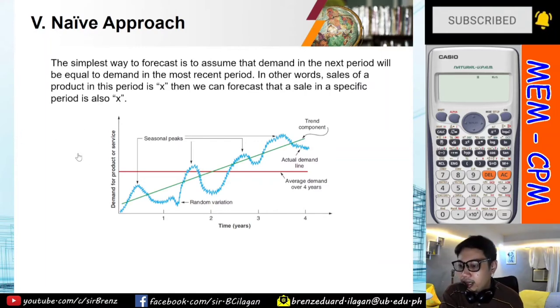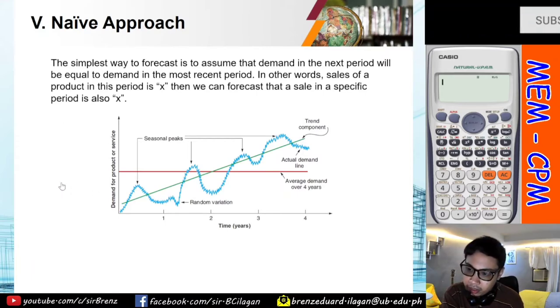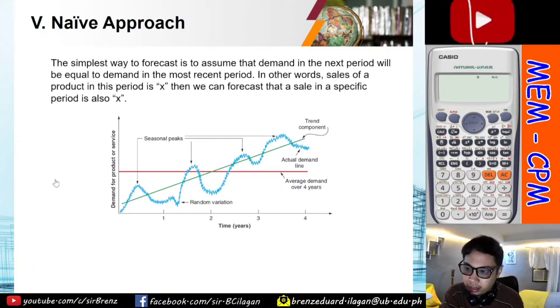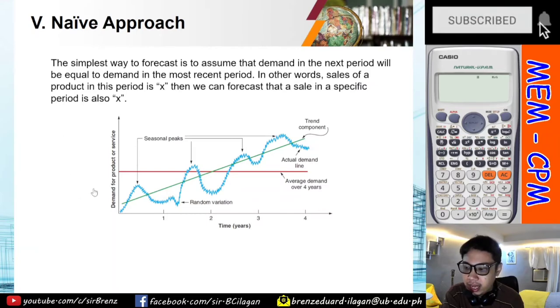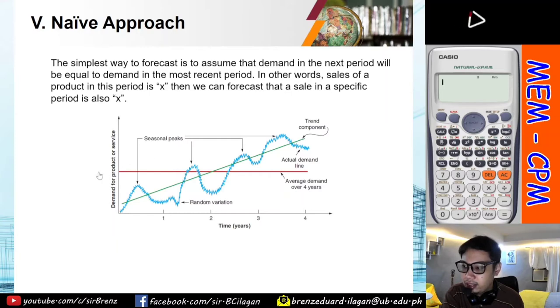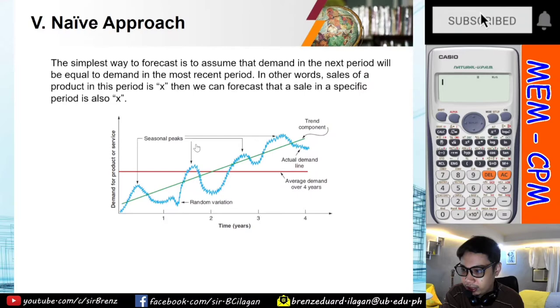Okay guys, so ito yung example. At the y-axis dito, these are the demand for the product or service, and sa x-axis natin, this is the time in years. Itong red line natin, this is the average demand over 4 years. And this green line, ito guys yung actual demand line. No, sorry, this is the trend component.